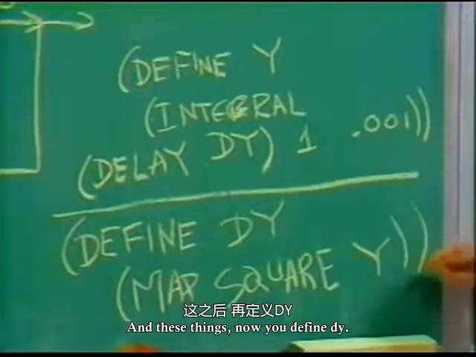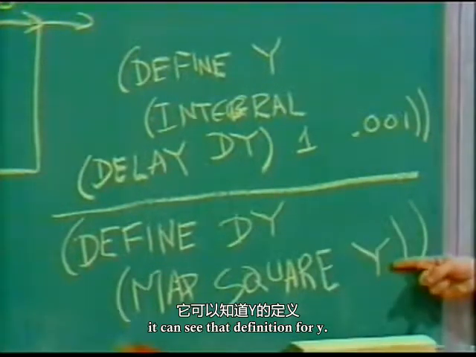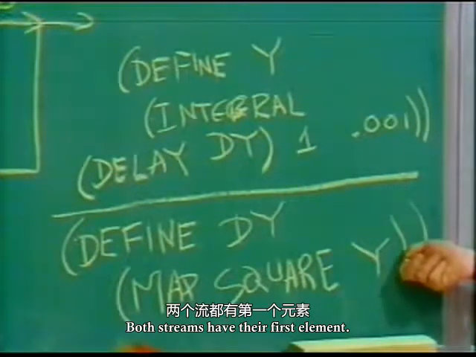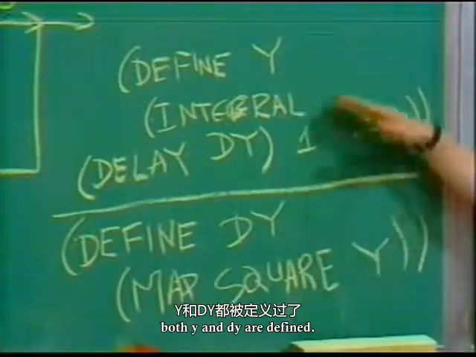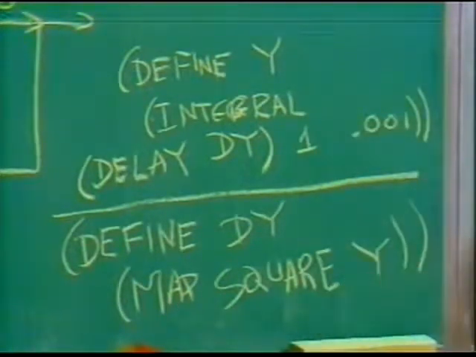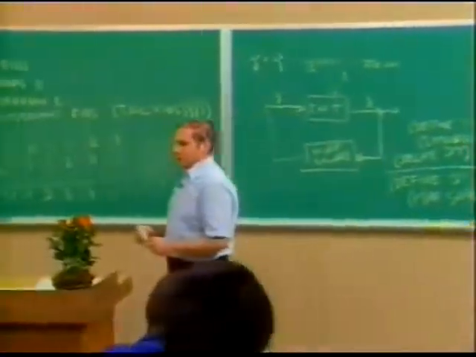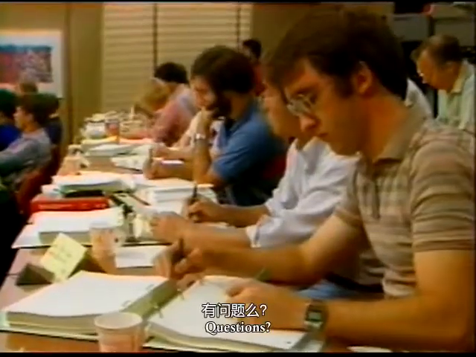Now you define dy. Now y is defined. So when I define dy, it can see that definition for y. Everything's now started up. Both streams have their first element. And then when I start mapping down, looking at successive elements, both y and dy are defined. All right, so there's a little game you can play that goes a little bit beyond just using the delay that's hidden inside streams. Questions?